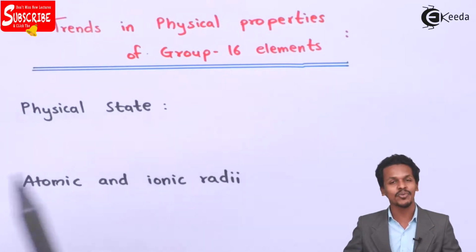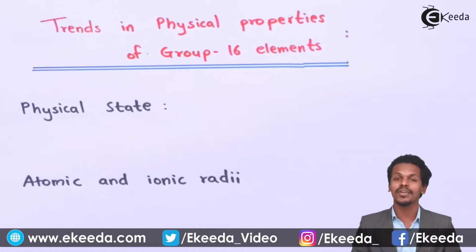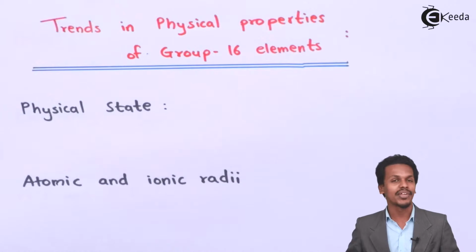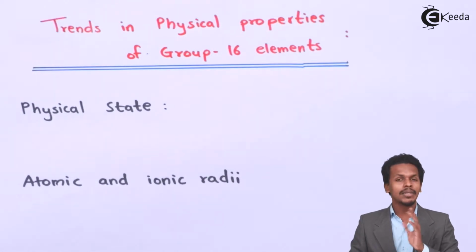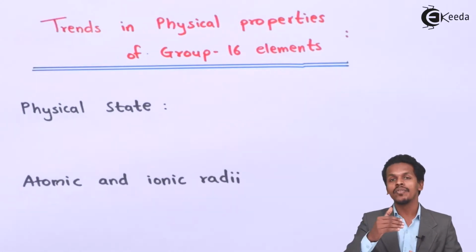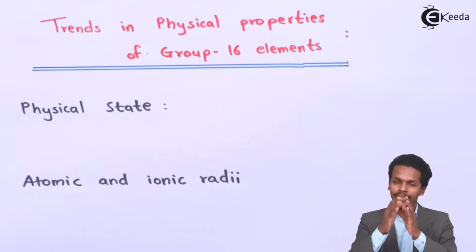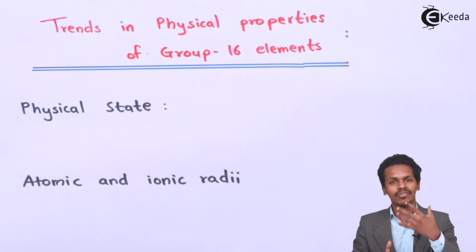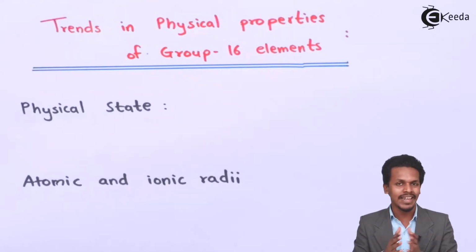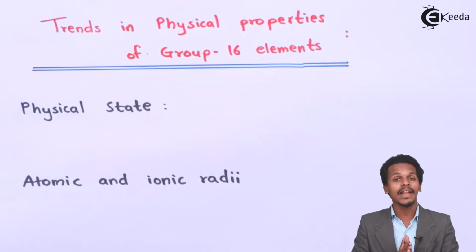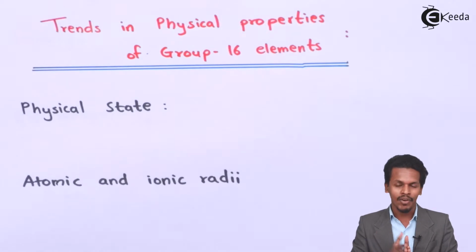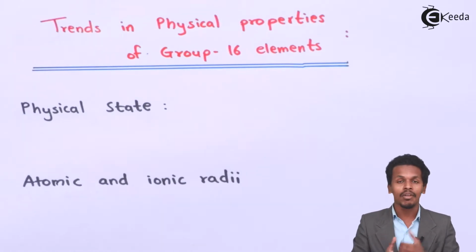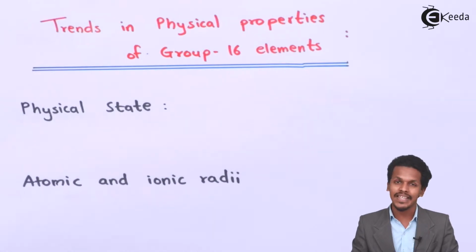So this was related to the point physical state, and now let me talk about the next point, which is atomic and ionic radii. It is obvious that as we move from top to bottom along group 16, oxygen is the first element and polonium is the last element. We also understand that the atomic number rapidly increases. For example, oxygen has an atomic number of 8, and the atomic number of sulfur is found to be 16.